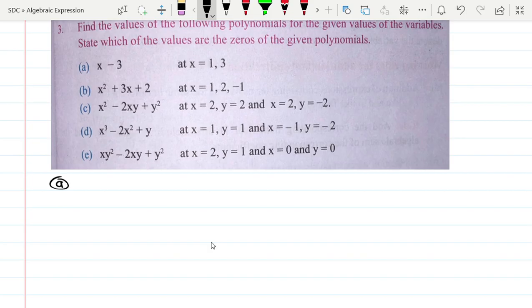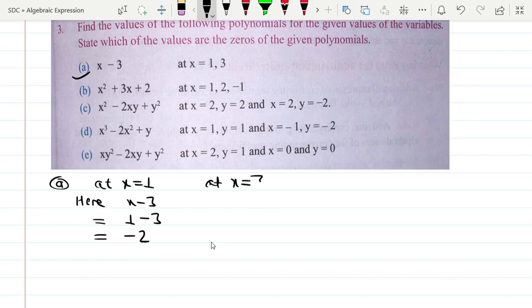Number a. Here you are given x minus 3, and first at x equal to 1, that's fine. What will be the value? So here we do have x minus 3, and now at x equal to 1, what value will there be, we are going to find. So x we place 1, so 1 minus 3, which results in minus 2, since 3 is greater. 1 and minus 3, subtracted, 3 is greater, so we keep the sign of the greater value, so minus 2.